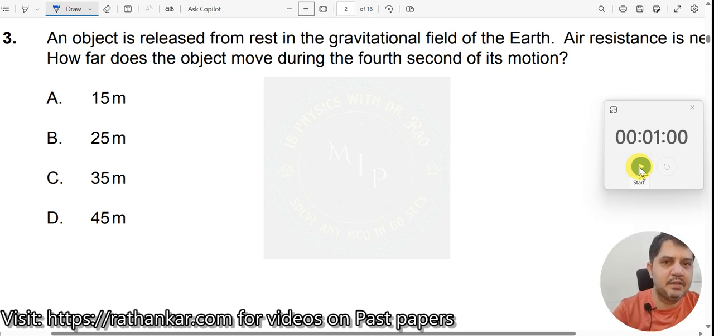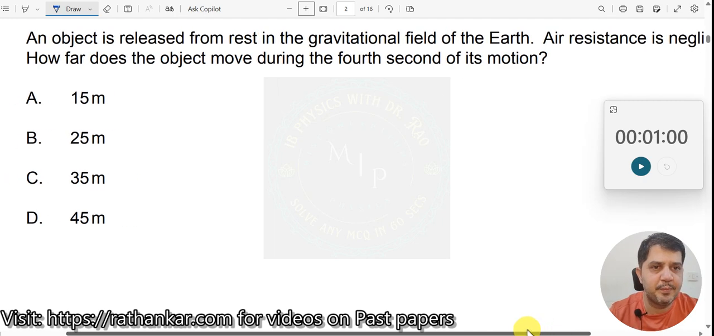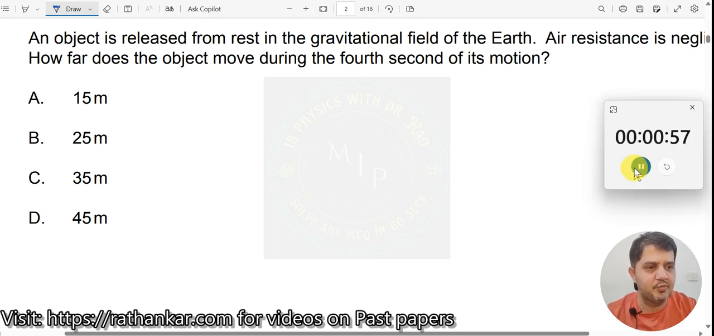Okay, question number 3. An object is released from rest in the gravitational field of the earth. Air resistance is negligible. How far does the object move during the 4th second of its motion? He's asking you what is the distance moved by the object in the 4th second of its motion.